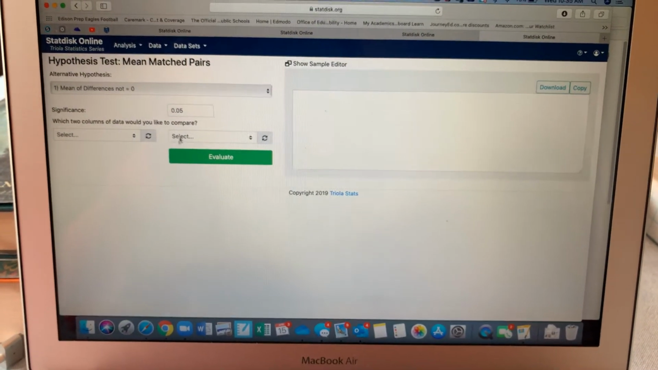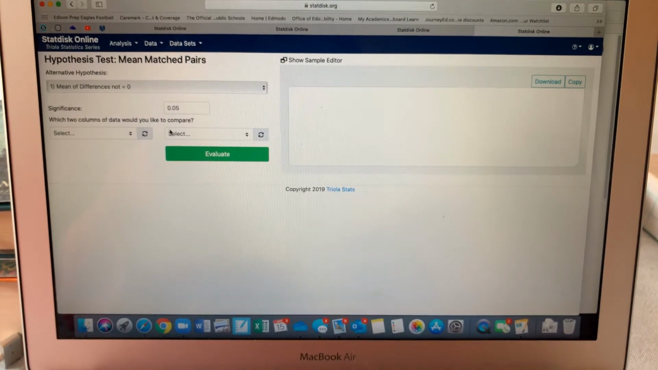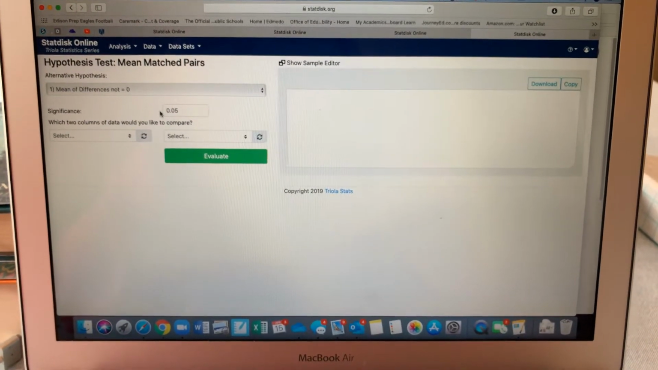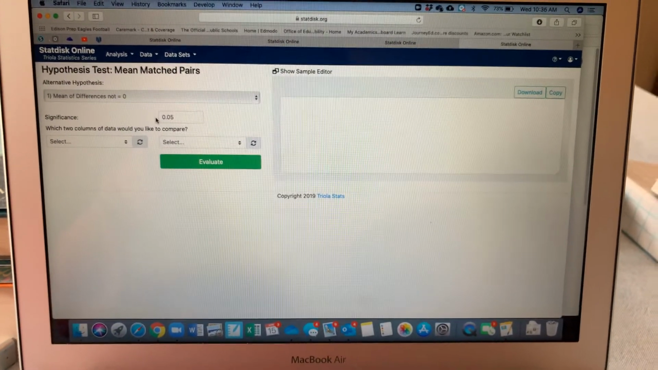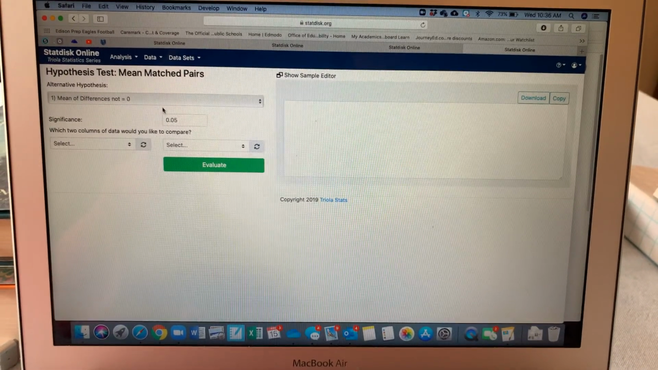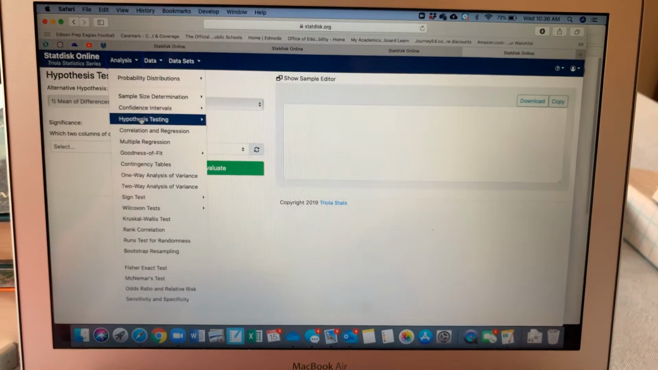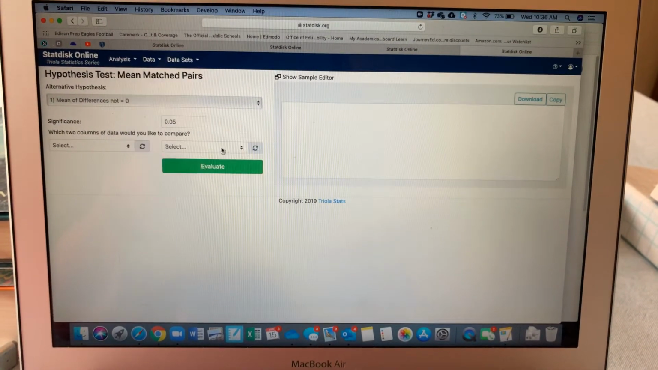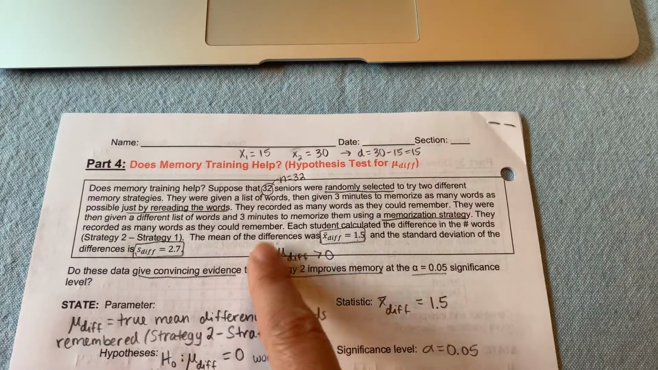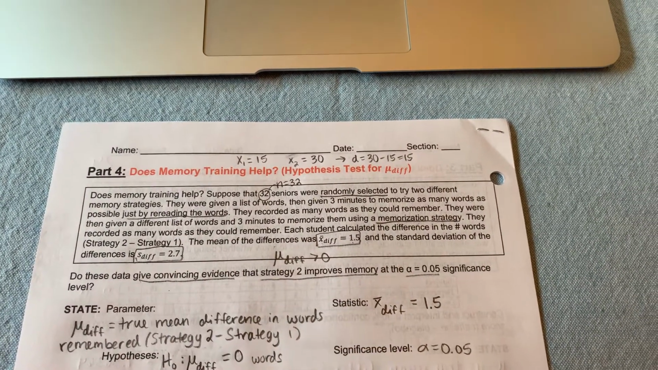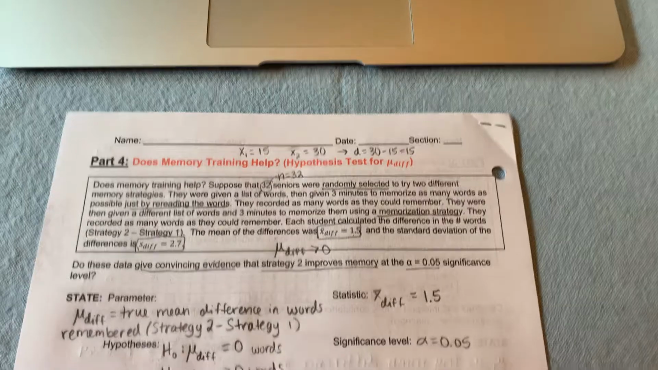It asks us which data sets we'd like to compare. So in order to use mean matched pairs, you actually have to be able to enter data like we did with the caffeine and placebo pills problem. Since we don't have the data here, we instead have to go to analysis, hypothesis testing, and mean one sample, because it's essentially as if they've already found that difference for us and given us the sample statistics. We just have the one sample. So we're going to mean one sample.